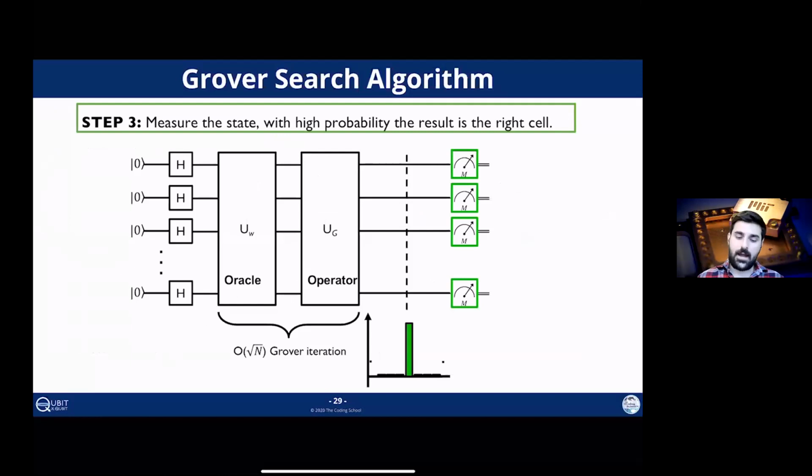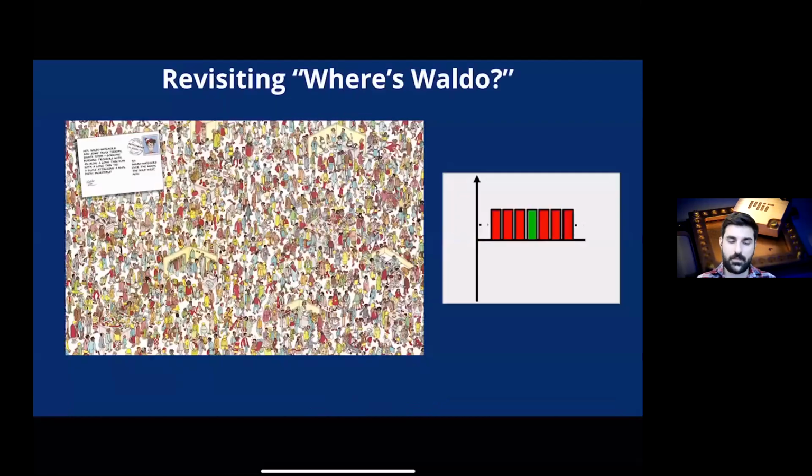And finally, after we perform O of square root of n Grover iterations, the probability amplitude distribution that we have looks something like this. And then once we measure this circuit, chances are with high probability we're going to get the green bar, or rather the cell that points to the correct answer that we're looking for. So the last part of Grover's search algorithm involves measuring the right cell.